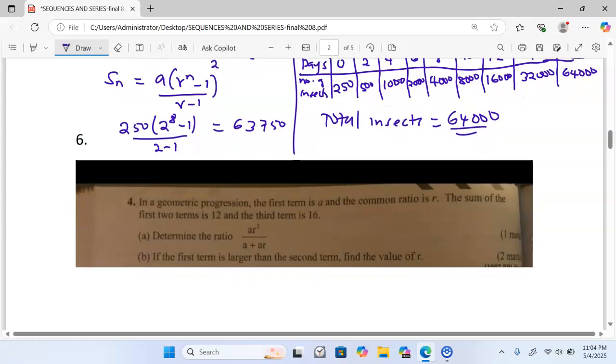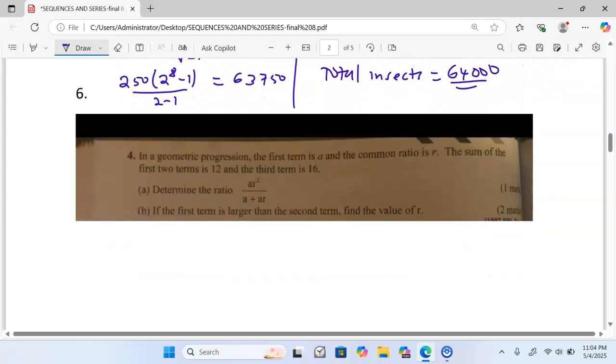We move to the next question. The next question reads, in a geometric progression, the first term is a and the common ratio is r. The sum of the first 2 terms is 12 and the third term is 16. Therefore, if we have been given the first part of the question as ar squared divided by a plus ar, then this must be equal to 16 over 12, which is going to be equal to 4 over 3.